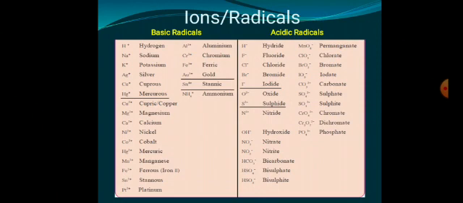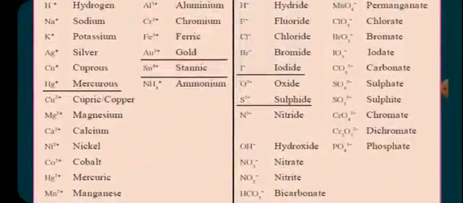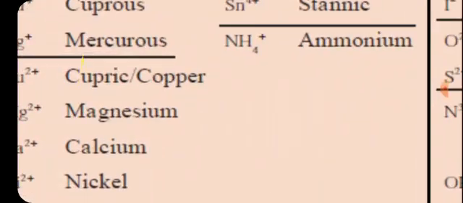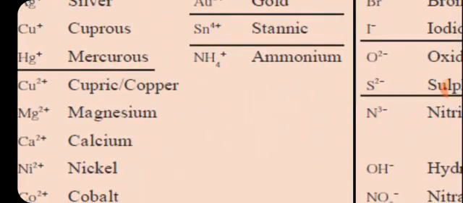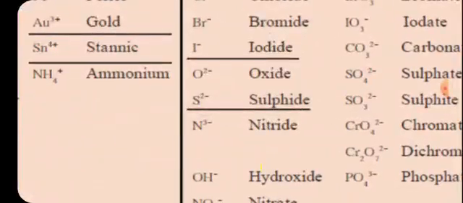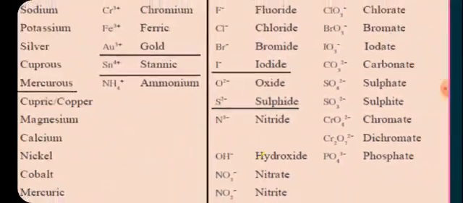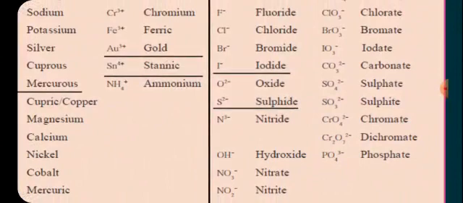Suppose I say write down the chemical formula of magnesium oxide. You will write, first step, the symbol of the radical. So magnesium has symbol Mg2+ and oxide has O2-. Then the next step will be to write the valency below the respective radical. Number 3, cross multiplication. And number 4, write down the chemical formula.